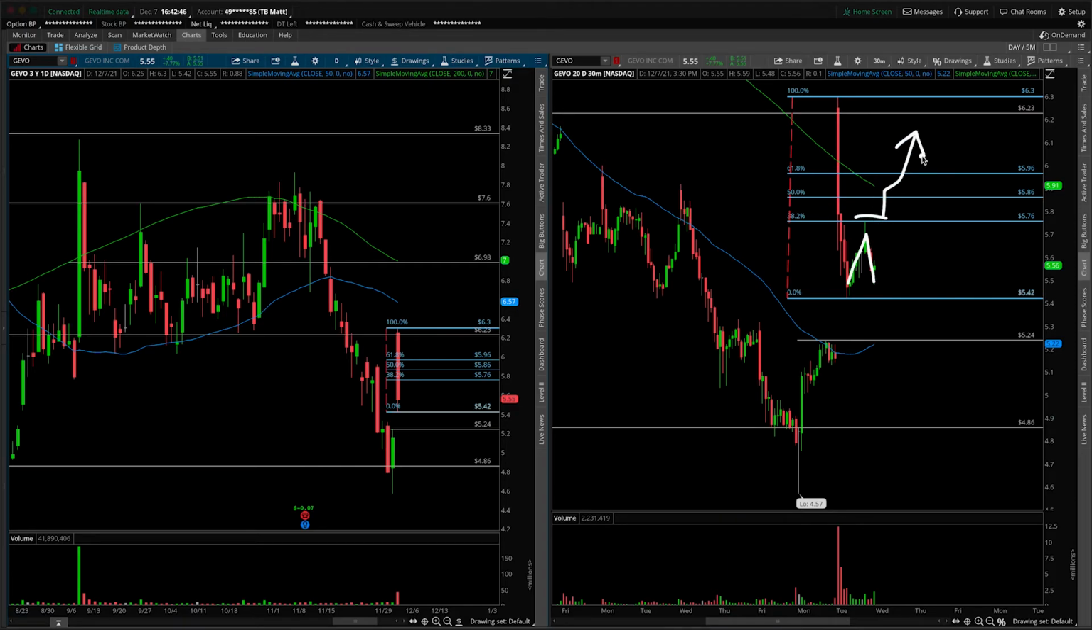So those people start to cover their shorts. Maybe you get a little bit of a squeeze. And again, I use that word very carefully here, just added buying pressure that does retrace this very poor structure right here back up towards the highs. Again, that's the only instance where I could really be looking for a long inside of Gevo.